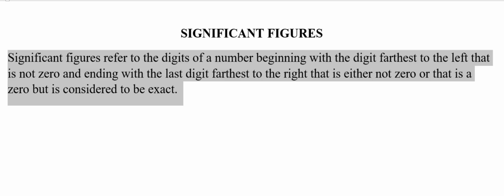Significant figures refer to the digits of a number, beginning with the one which is to the extreme left and is not zero, and ending with the one that is the extreme right, which is also not zero. But if it's zero, then it is a zero that is considered to be exact. Now, these are the rules that we use in defining or identifying significant figures.